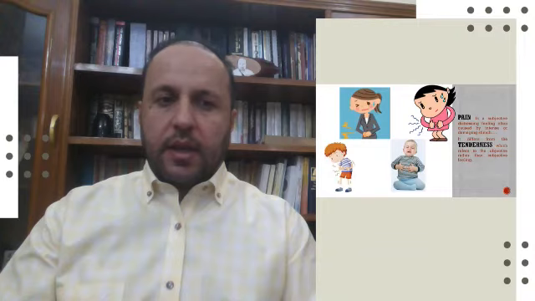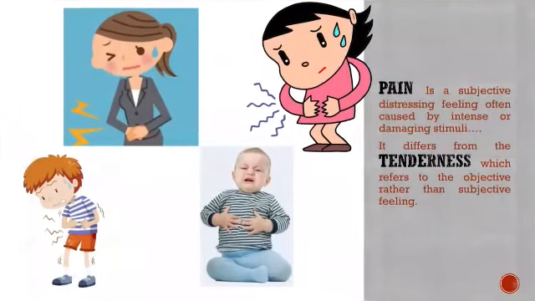Now let's take an example for that: pain and tenderness. Pain is a subjective, distressing feeling often caused by intense or damaging stimuli. This is detected during history taking, while during examination, once you palpate the painful site, you detect tenderness. So it's an objective finding rather than a subjective feeling.